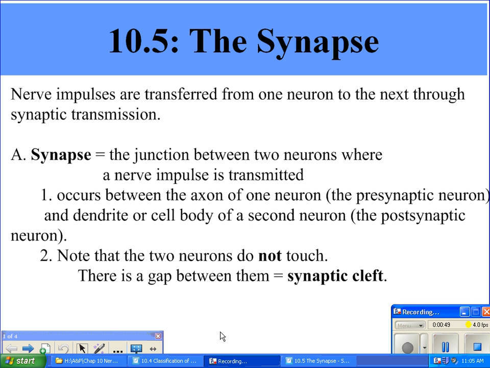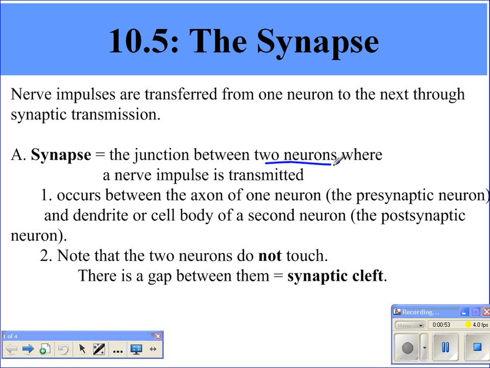And so a synapse is an area. It's a junction or meeting site between a neuron and another neuron, two neurons. So from the axon of one neuron and the dendrite of another neuron. So the neuron before the synapse is called the presynaptic neuron, and the neuron receiving the information, the second neuron, is called the postsynaptic neuron, referring to that situation.